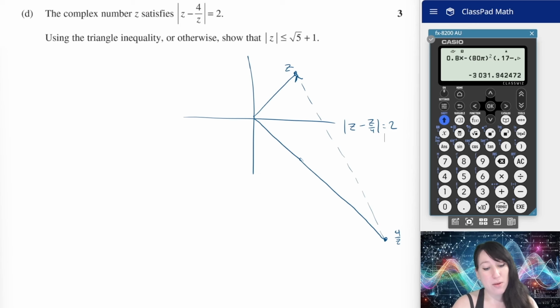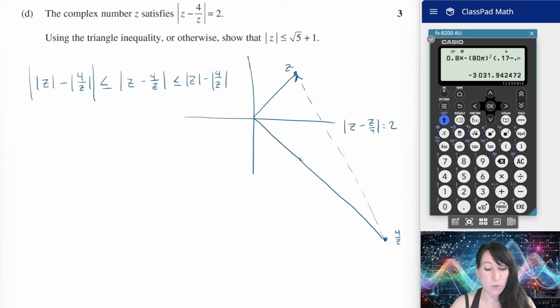Okay, so by the triangle inequality, we'd have the length or modulus of z minus the length or modulus of 4 over z, all in the absolute values, would be less than or equal to what we have. So the absolute value or modulus of z minus 4 over z, which is less than or equal to, now just separate the absolute value of z minus 4 over the absolute value of z. Now we're given that that middle one is equal to 2.